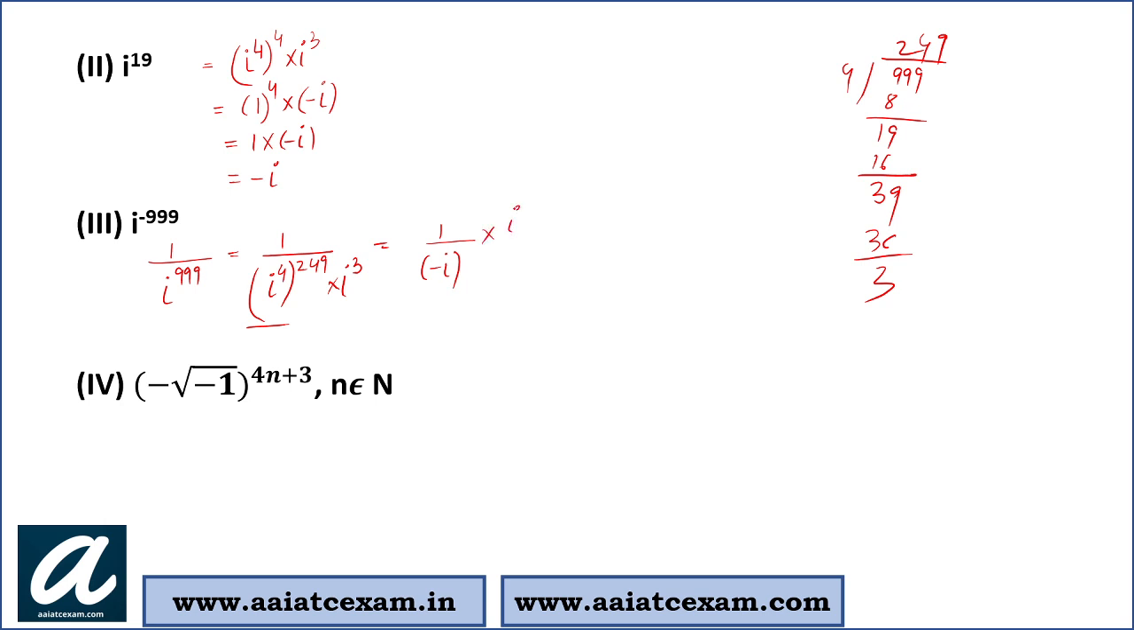So just multiply by iota and divide by iota. So you'll get iota divided by minus iota square, which is iota divided by minus 1 into minus 1. Answer is iota, students. Answer is iota.